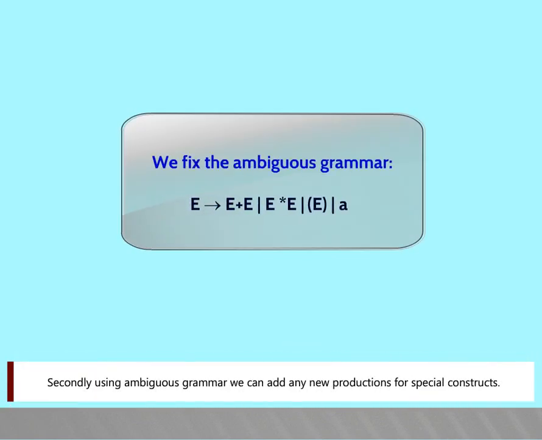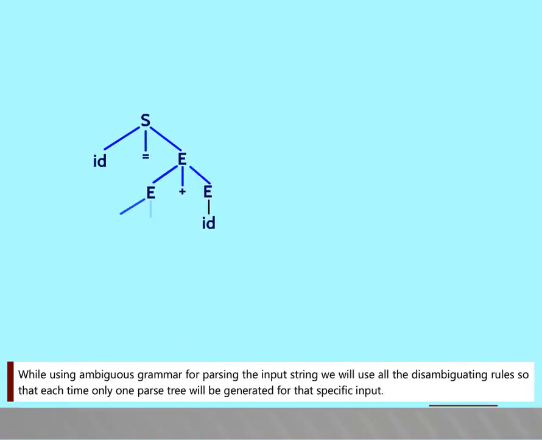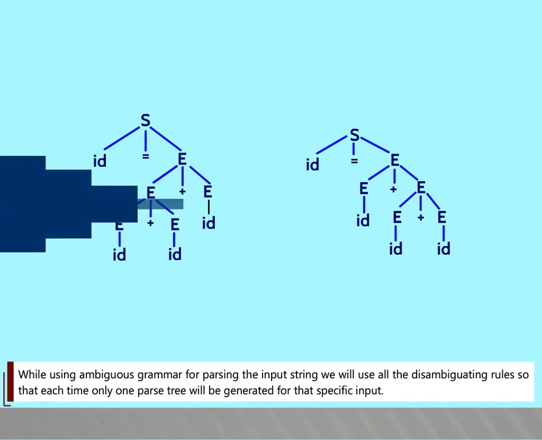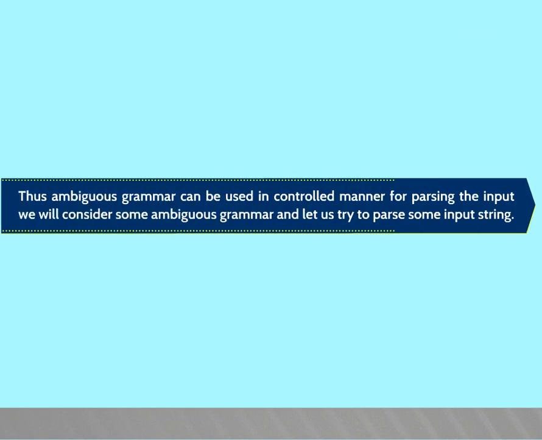Secondly, using ambiguous grammar, we can add new productions for special constructs. While using ambiguous grammar for parsing the input string, we will use disambiguating rules so that each time only one parse tree will be generated for that specific input. Thus, ambiguous grammar can be used in a controlled manner for parsing inputs. We will consider some ambiguous grammars and try to parse some input strings.